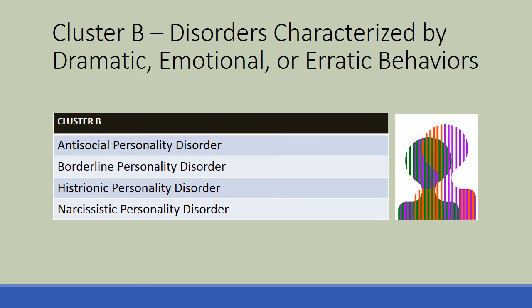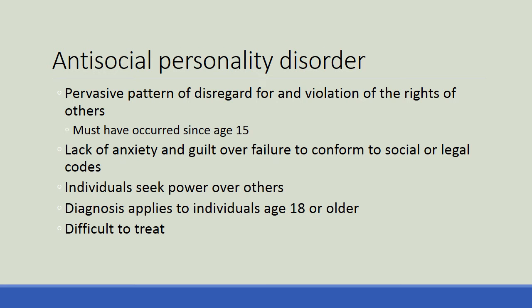Cluster B in the DSM-5 has 4 diagnoses: antisocial personality disorder, borderline personality disorder, histrionic personality disorder, and narcissistic personality disorder. Cluster B often involves dramatic, emotional, or erratic behavior. Antisocial personality disorder has also been referred to as sociopathic or psychopathic. It is very common in forensic or criminal settings.